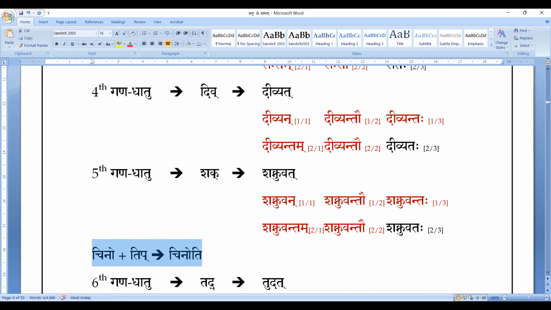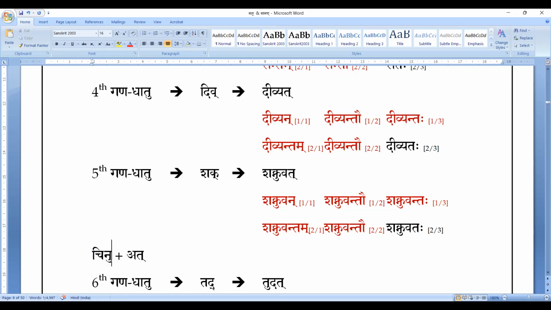Now, for Chi plus Shatru, here the Ganavikarana is Shnu. The content of Shnu is Nu. And the same thing, Shnu cannot cause Angakarya because it is Apit Sarvadhatuka. Therefore, Chi plus Shnu is Chinu. Chinu plus Shatru. Shatru is a Sarvadhatuka Pratyaya, but Apit. Therefore, no Angakarya is possible. Its content is At. Chinu will not become Chino.